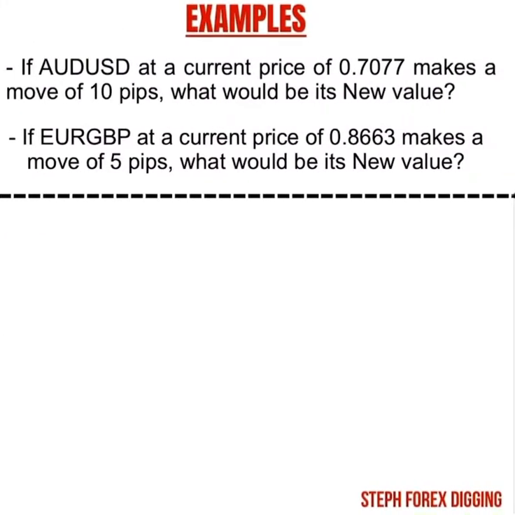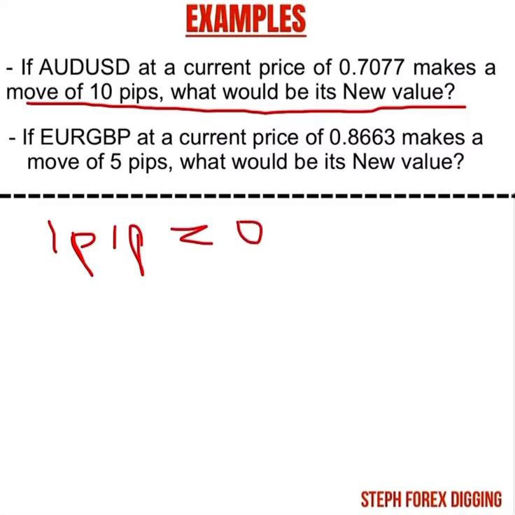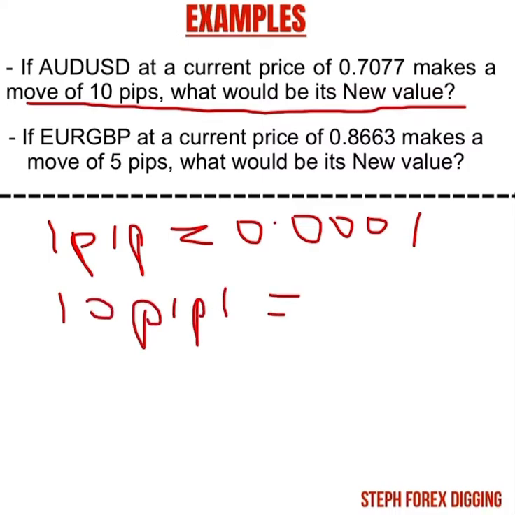All right, so here we are trying to calculate pips, and I'll show you how it's calculated. The first question says: if the AUD/USD currency pair is at a current price of 0.7077 and it makes a move of 10 pips, what would be its new value? Now, like I told you earlier, 1 pip is equal to 0.0001. So 10 pips is equal to, let's say, unknown.